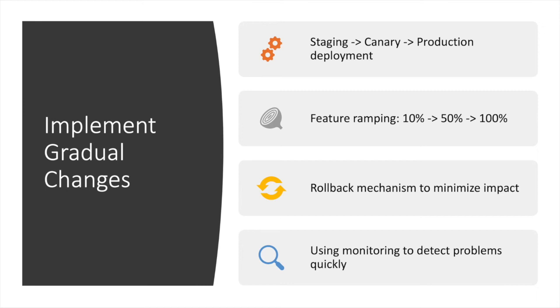Then we have a rollback mechanism to minimize impact. Even if there are some issues after the code change, say the code changes are deployed into production and then we find out that there were some issues with that code, then we have a rollback mechanism through which we roll back to the previous version of code that was stable. And also we use monitoring. Monitoring is really in all these steps, to detect problems quickly.